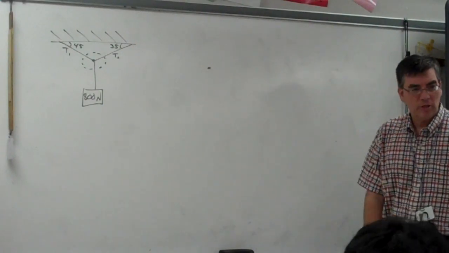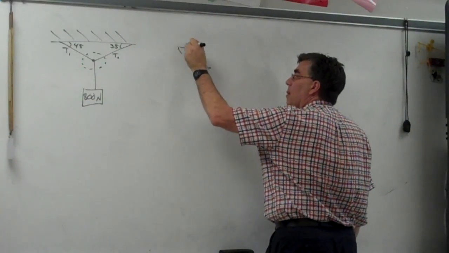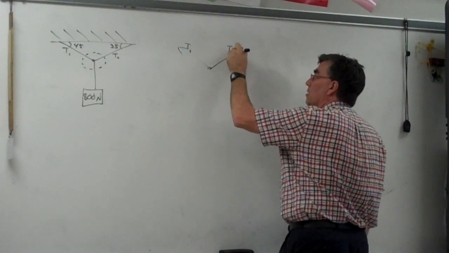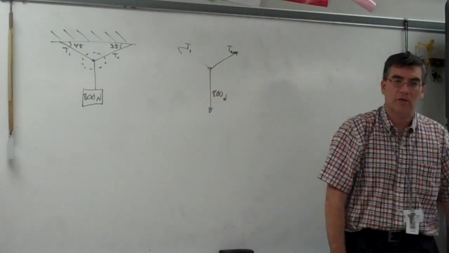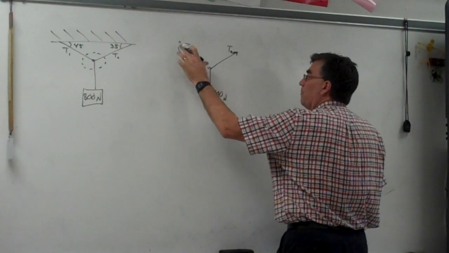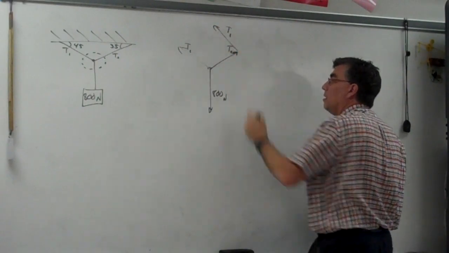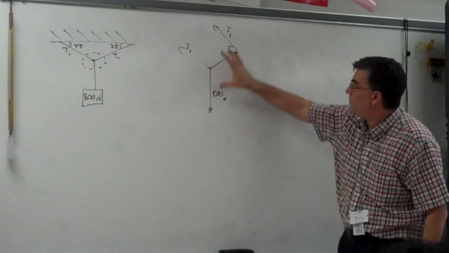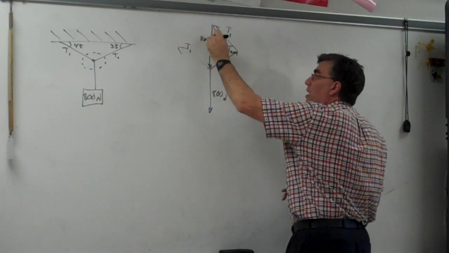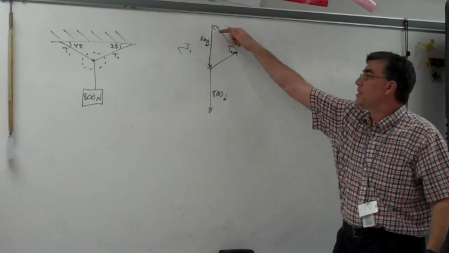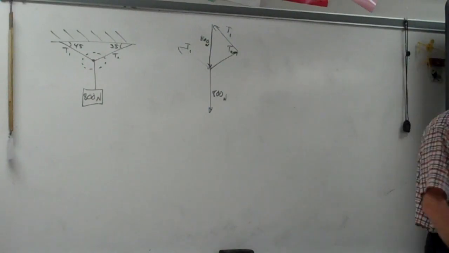An easier way to do this problem is just to draw a vector diagram. If I say this is T1, and this is T2, and this is 800. We know that if I add these vectors tail to tip, what should I get? 0. If I take T1 and add the tail of T2 to the tip, the resultant should equal 800. If I'm going to add them all tail to tip, I should get a resultant of 0, because if I don't get a resultant of 0, it's not in equilibrium.